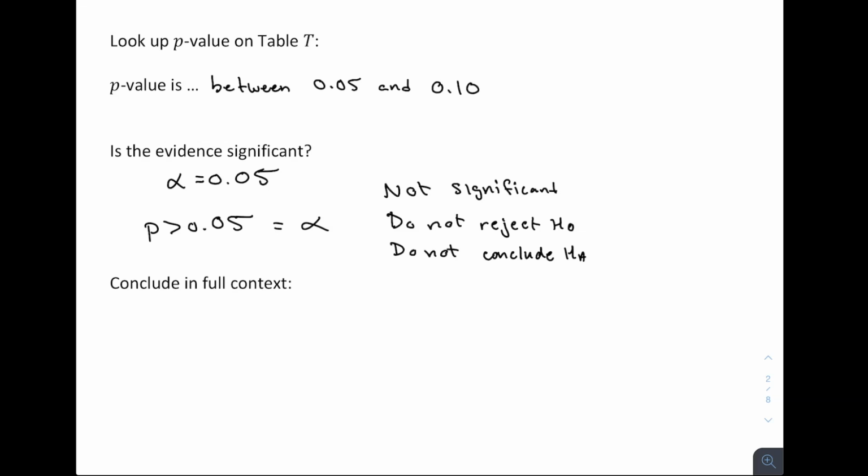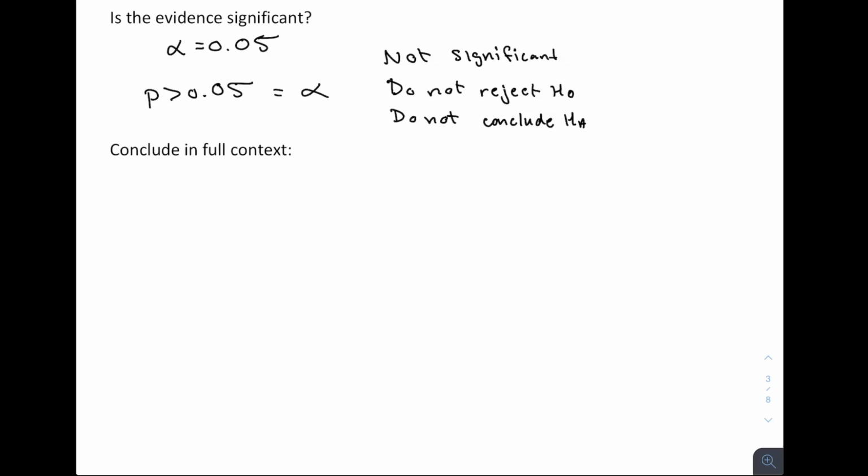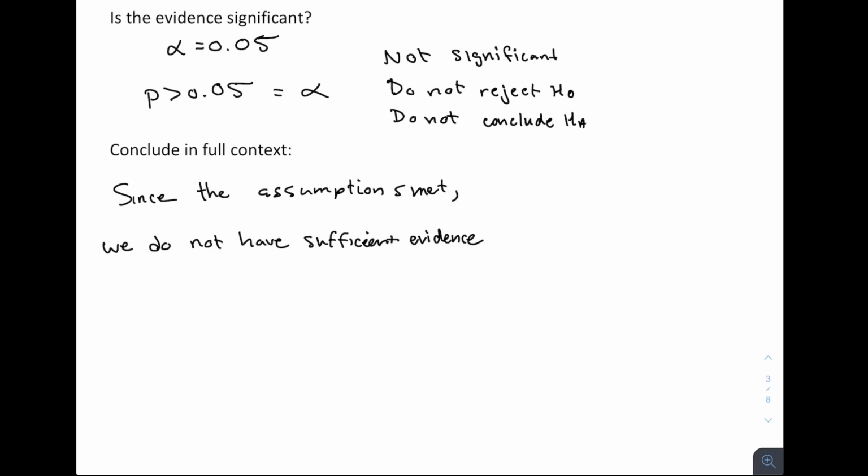Let's take this significance decision and use it to make a formal conclusion in full context. We first need to tell the readers that our assumptions are met, so that the conclusion we're about to give has a valid interpretation. And then we have to tell the reader that unfortunately, we do not have sufficient evidence to conclude the alternative hypothesis at the 5% level of significance, because our p-value is bigger than our significance level.